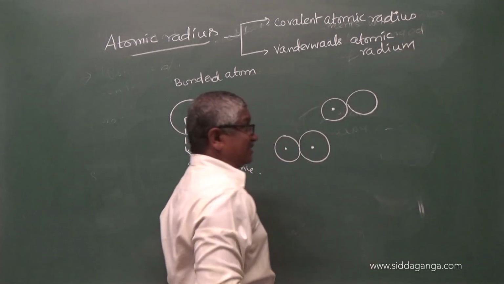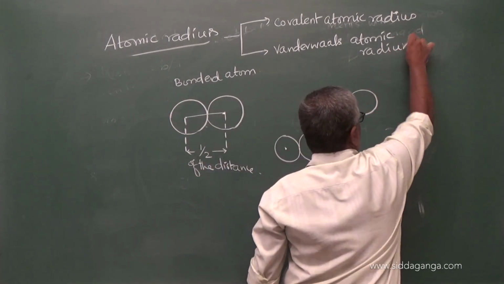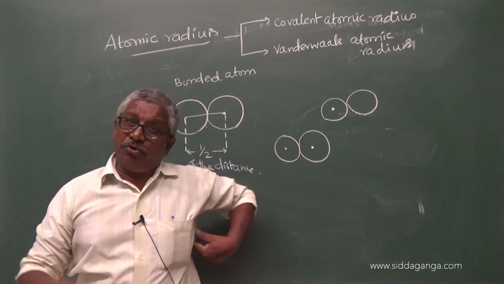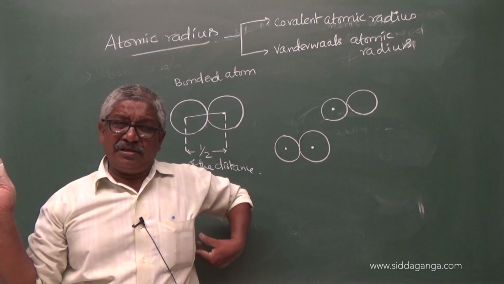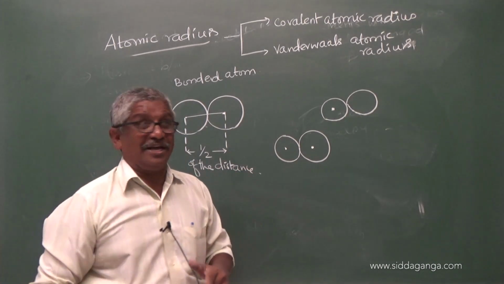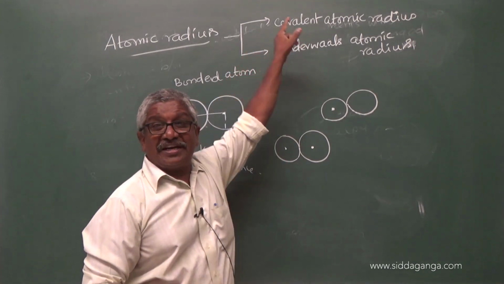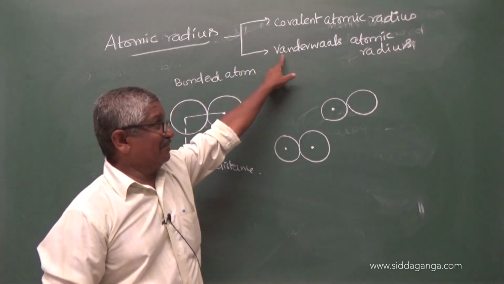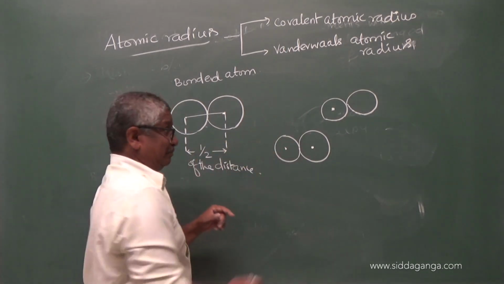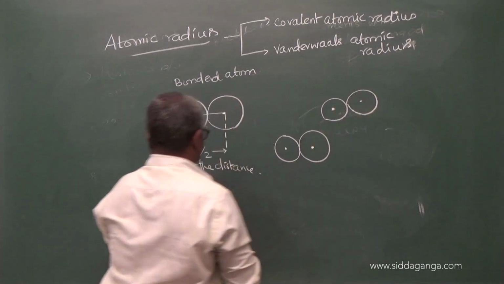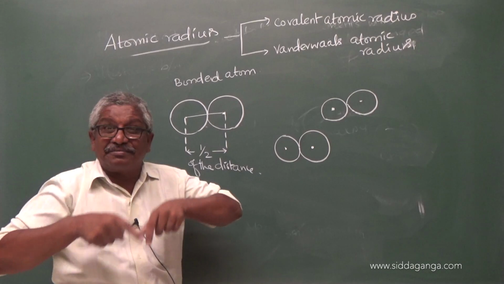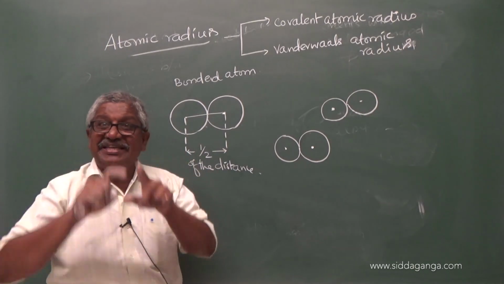So atomic radius are 2 types. One is covalent atomic radius, the second is van der Waals atomic radius. Both are effective atomic radius. Both come with these diagrams. Here both atoms are touching each other.